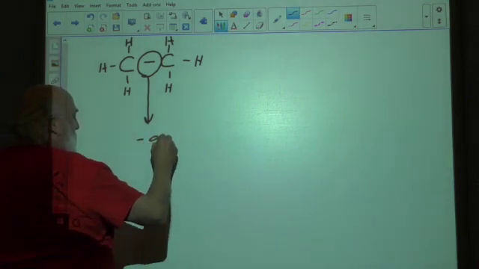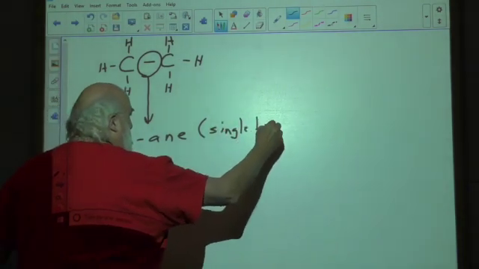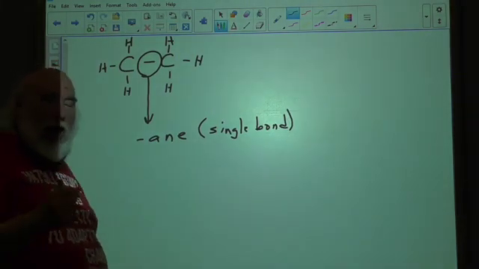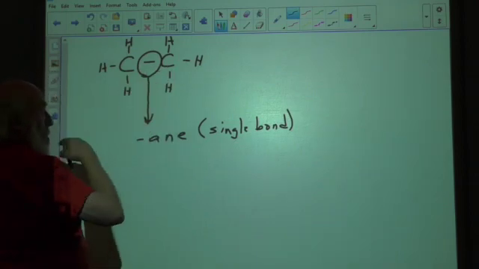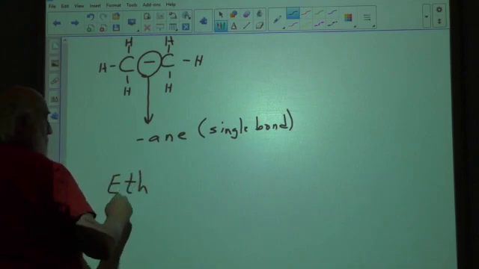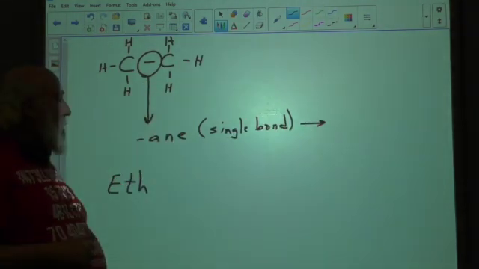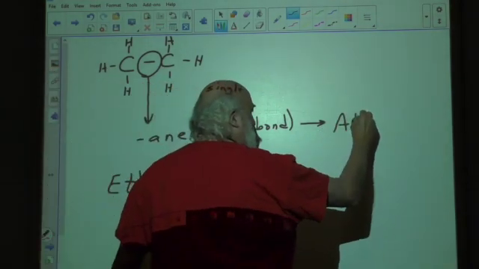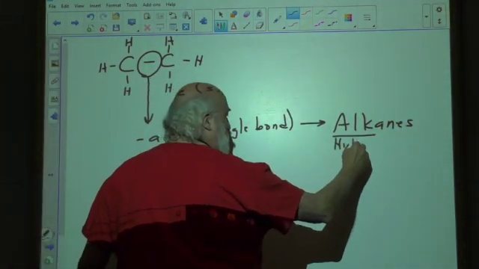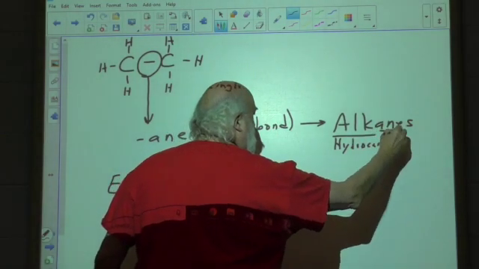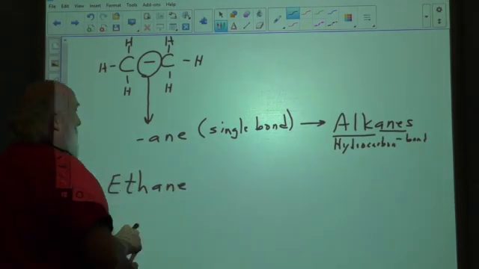So we end the name of this with an ane. Ane means single bond, or that the highest bond energy level is a single bond. This is 2 carbons, and according to that chart, 2 carbons means eth. The suffix is ane because the compounds in which the highest bond is a single bond are called alkanes, generally. Alk means hydrocarbon, and ane means, of course, single bond. So, ethane is the name of this compound right here.